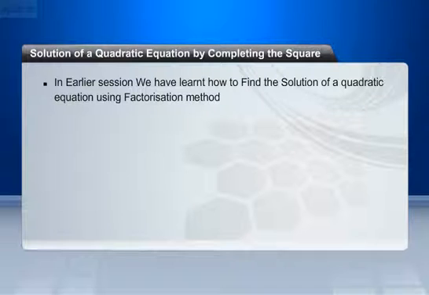Therefore, from the given quadratic equation x square minus 4x minus 8 equals 0, we have middle term equals minus 4x, first term equals x square, constant term equals minus 8. Now, we need to find factors for the product of first term and constant term. Product of first term and constant term equals x square into minus 8. This implies that minus 8x square.